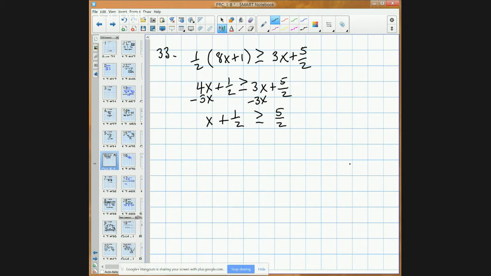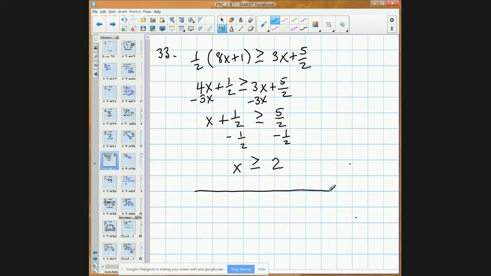And then all I've got to do to get x alone is get rid of that 1/2, so subtract 1/2. And by the way, I never did the rule with inequalities. You have to reverse the inequality if you multiply or divide by a negative. But I haven't done any multiplying or dividing. So anyway, what's 5/2 minus 1/2? It's 4/2, and another name for 4/2 is 2.